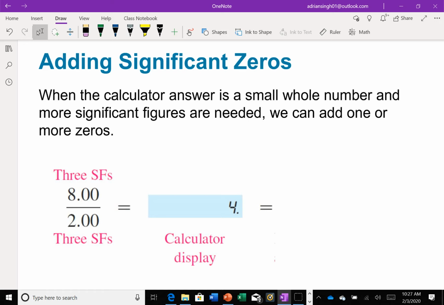Sometimes something opposite to what you can expect may happen with your calculator. So in the previous example, we saw that your calculator spat out at you a bunch of digits, and you have to round it to the 2 sig figs. Sometimes your calculator is going to give you fewer sig figs than you should have in your final answer. So for instance, if you divided these two numbers, 8.00 divided by 2.00, your calculator gives you 4. Just 4.